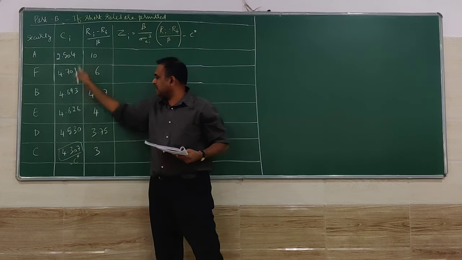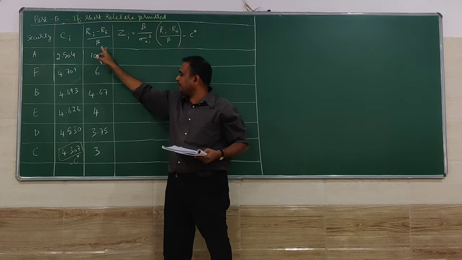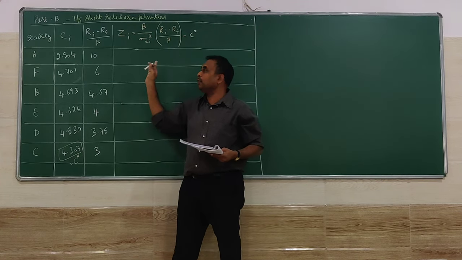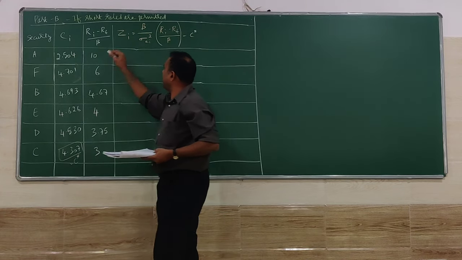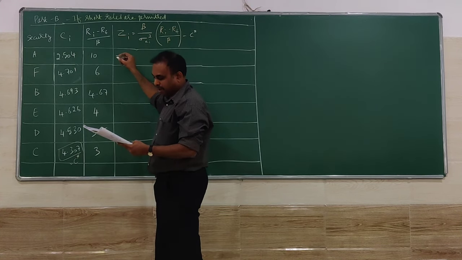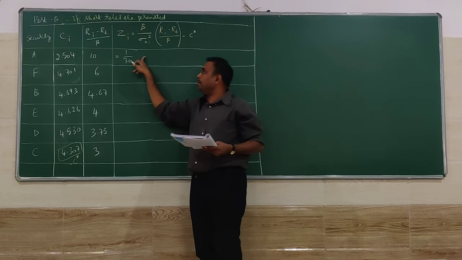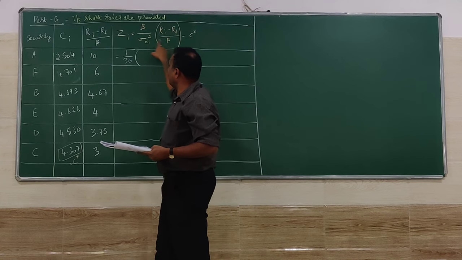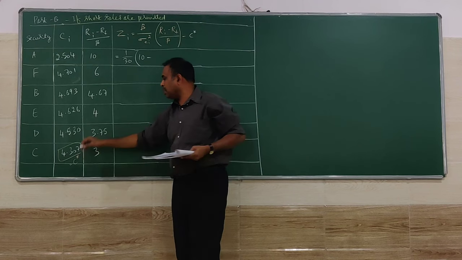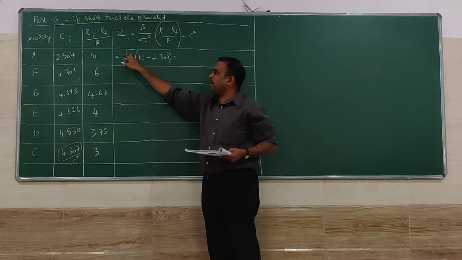I have written the Ci already calculated earlier, and Ri minus Rf divided by beta, which we used for the ranking purpose. I have written the formula for calculation of Zi here, so you can easily substitute. For the first one, beta divided by unsystematic risk: beta 1, unsystematic 30. These values are given in the problem. Next, Ri minus Rf divided by beta is 10. And the C star is the last one, remember, 4.307.